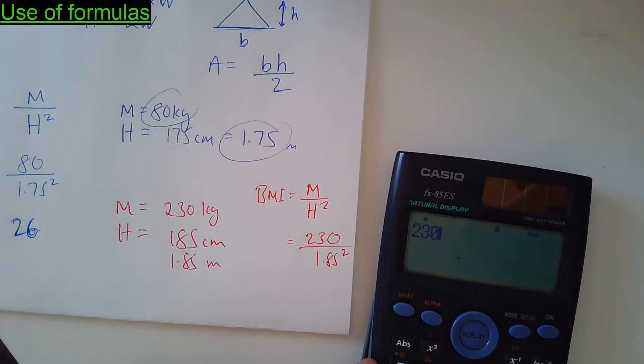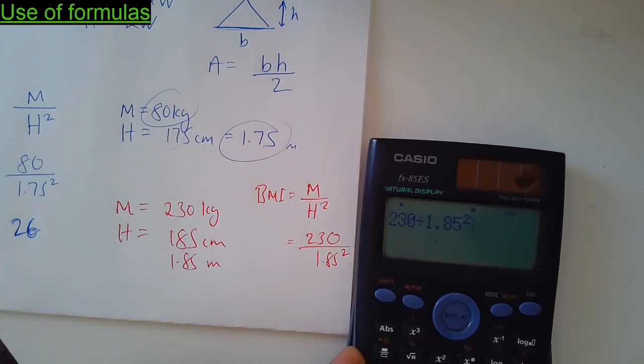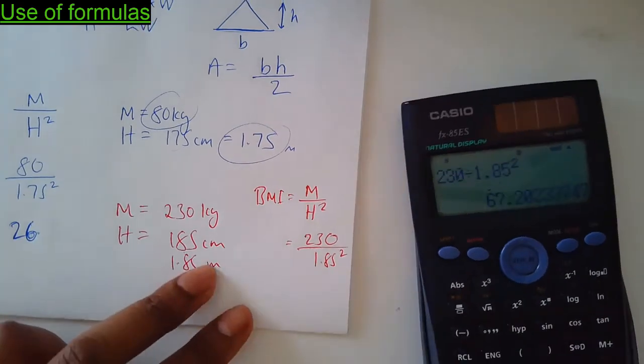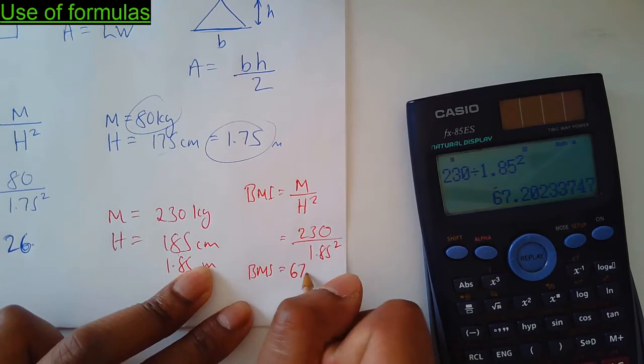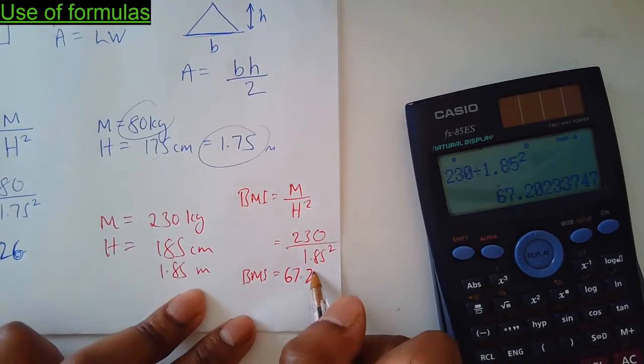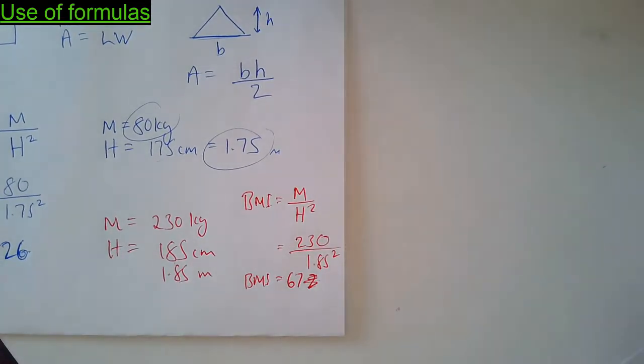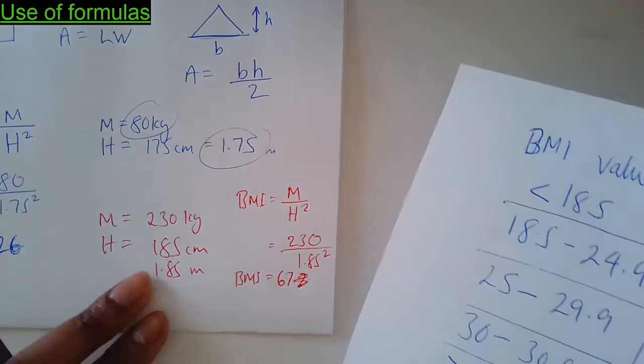230 divided by that. So look, BMI is 67.2. I'll just call it 67, rounding to the nearest whole number. So where does that put us?